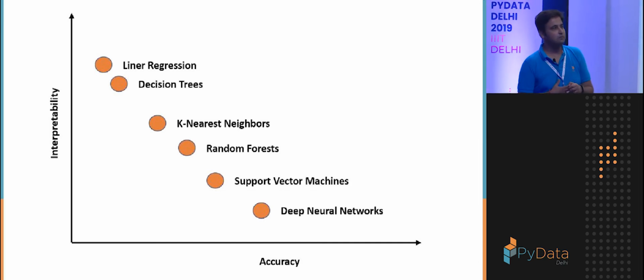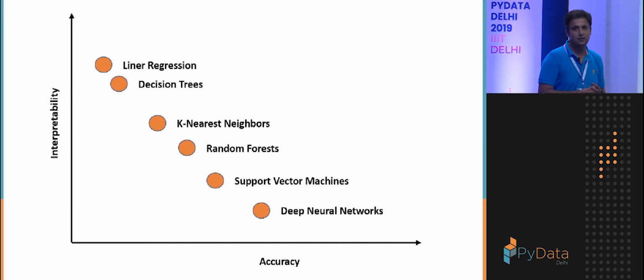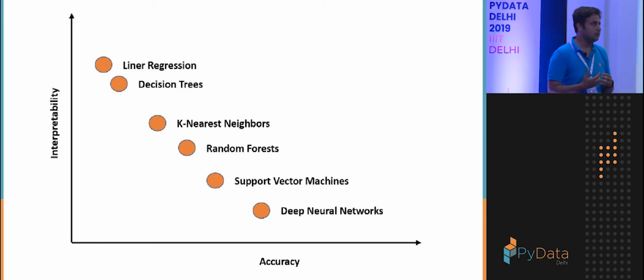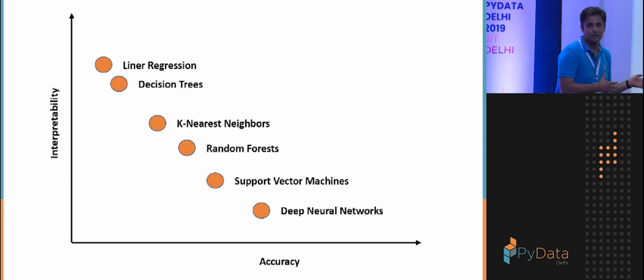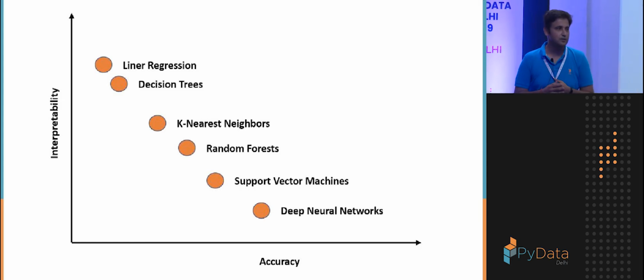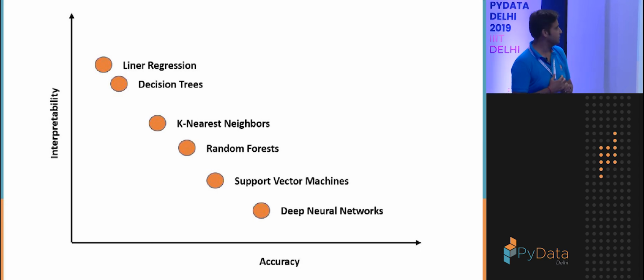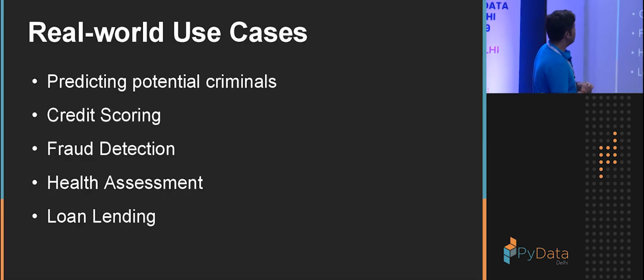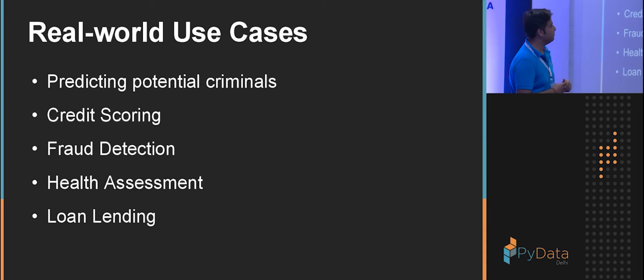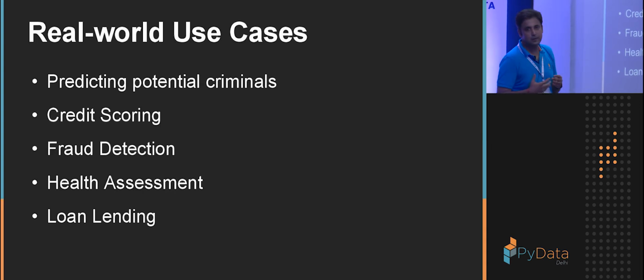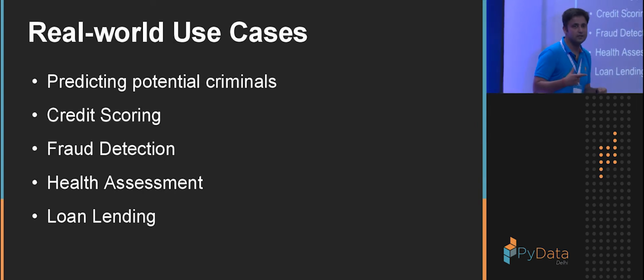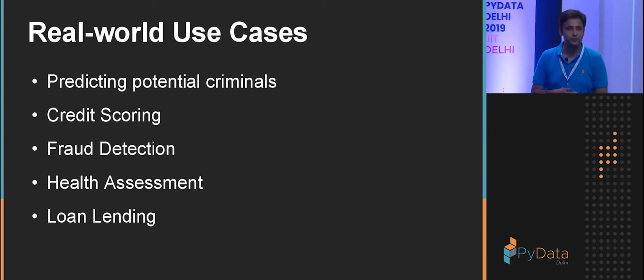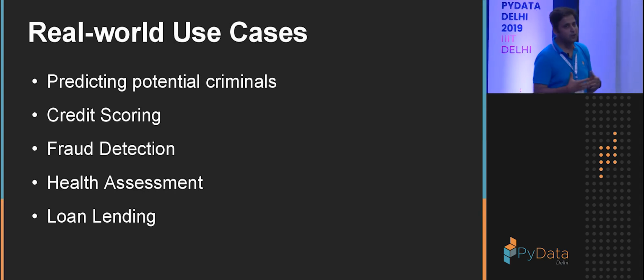But in many cases, as I've mentioned, we can't trade off accuracy against interpretability, because it may be important for certain business cases. I've mentioned a few use cases here where you can realize that interpretability is more important, like predicting potential criminals. If a law enforcement agency is saying, and a model is saying, that you can be a potential criminal, then we need to explain it.